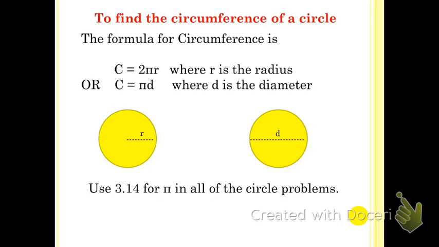Recall that pi, or 3.14, comes from dividing the circumference of the circle by the diameter. You will always get that number 3.14, and the number goes on and on forever, and it never terminates and it never repeats. So we're just going to use the estimate for pi as 3.14.